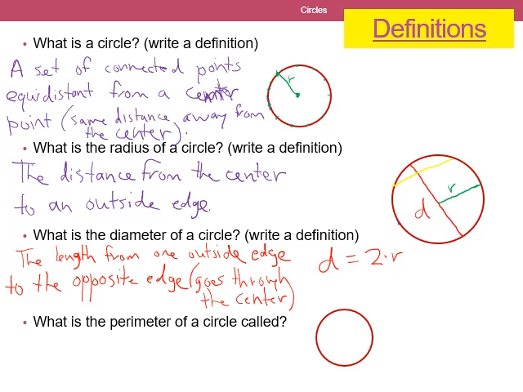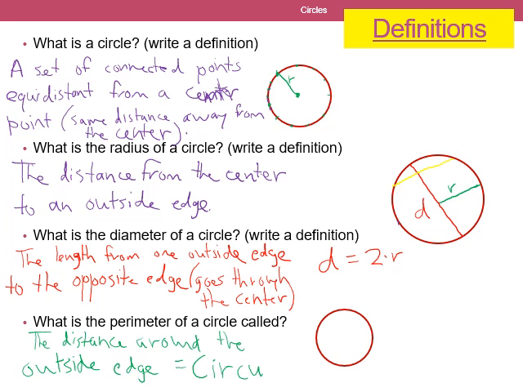Okay, so the last thing we want to define is the perimeter of a circle. So the perimeter is the distance around the outside edge. And for a circle, it has a special name. I don't know why it couldn't just be called perimeter, but it's called circumference. Okay, that's all the definitions.